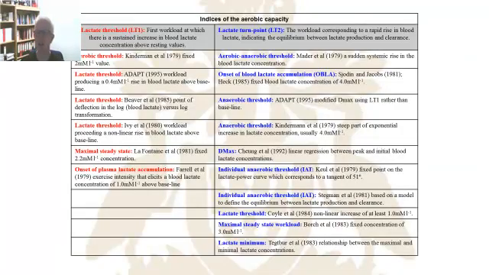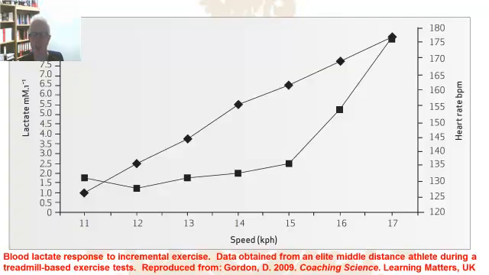Go back to the definition: the workload corresponding to a rapid rise in the blood lactate concentration, indicating the equilibrium between lactate production and clearance. So just before that point, we've got a balance between production and clearance. Once we go beyond that point, the rate of appearance must be exceeding the rate of disappearance. Why do we know that? Because the blood lactate concentration has increased.